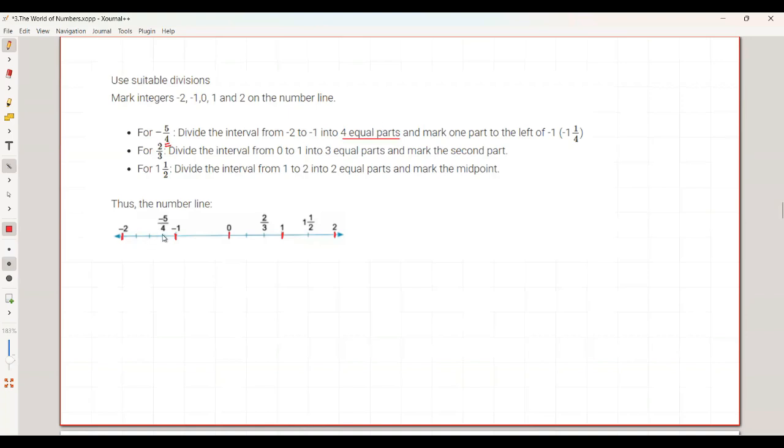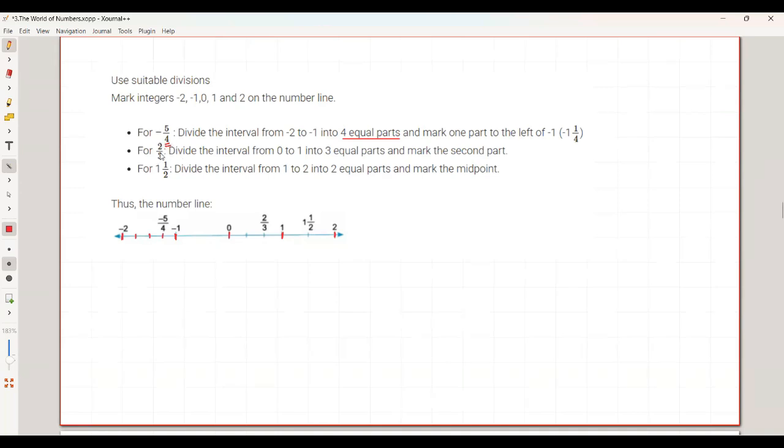Okay. So make it as 4 equal parts. That is 1, 2, 3, 4. Now actually this is minus 1. This will be minus. Okay. Minus 5 by 4. Next one is 2 by 3. Okay. So 2 by 3.